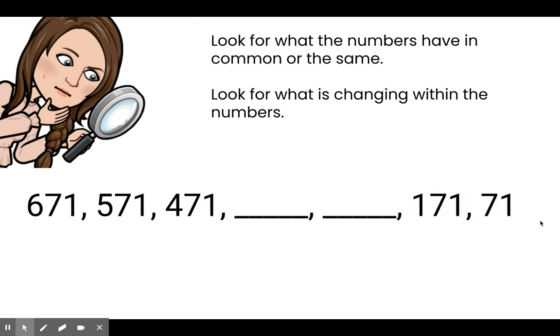Let's try another one. Remember, look for what the numbers have in common or the same. Look for what is changing within the numbers. Looking at these numbers, I recognize that each of these numbers contains 7 tens and 1 one. 71 remains the same throughout my pattern. The place value that is changing is the hundreds. I begin with 600. Here I have 500, then 400, missing numbers, and 100, then no hundreds at all.